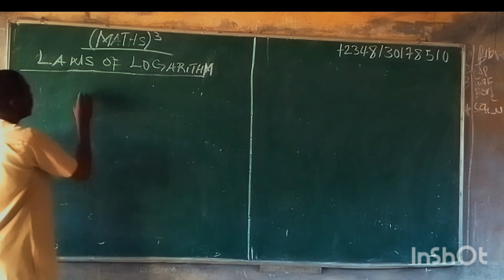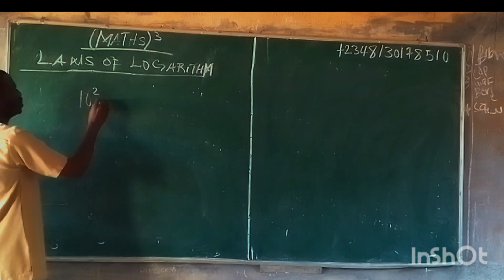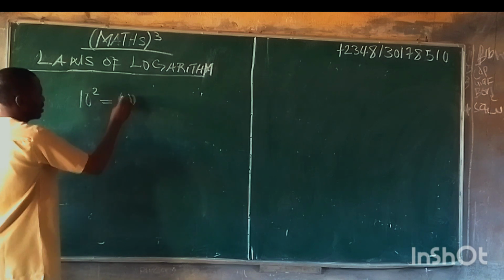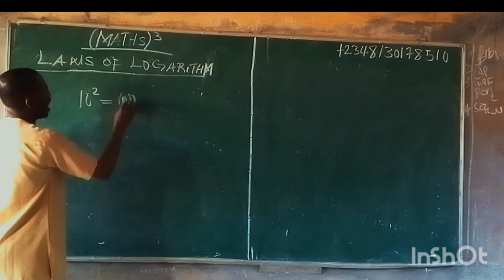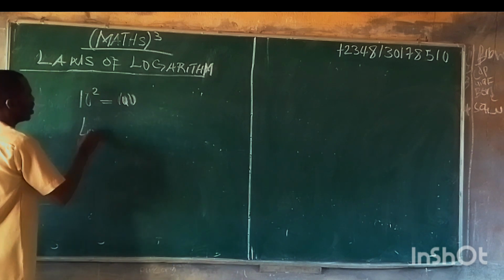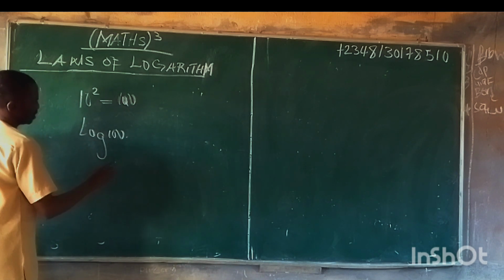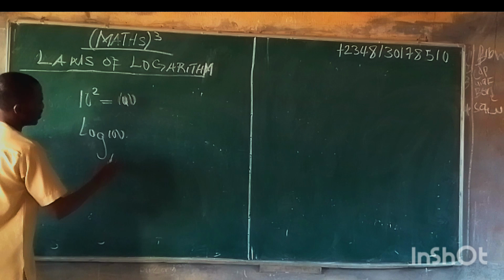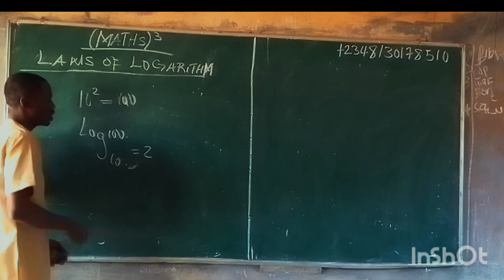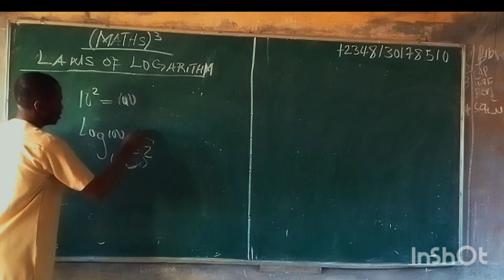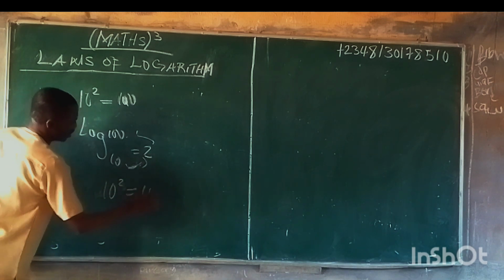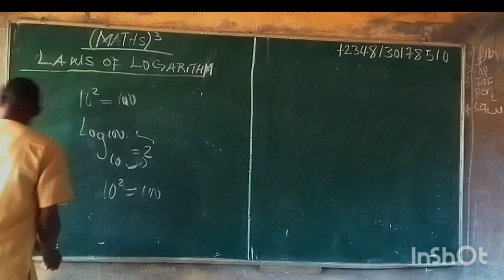Let me show you what I mean. When you have 10 to the power of 2, which is indices, equals 100. If this is 100, and you're asked to express this indices in logarithm, this means log 100 base 10 is equal to 2. So 10 to the power of 2 is equal to 100. You see that? So they work hand in hand.